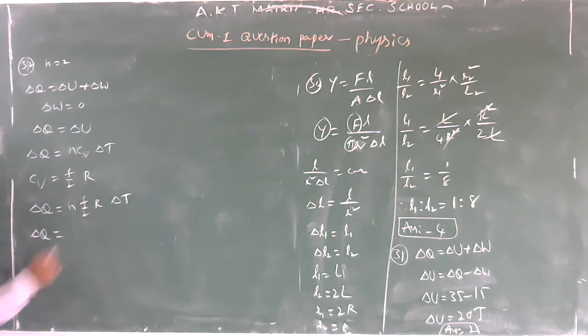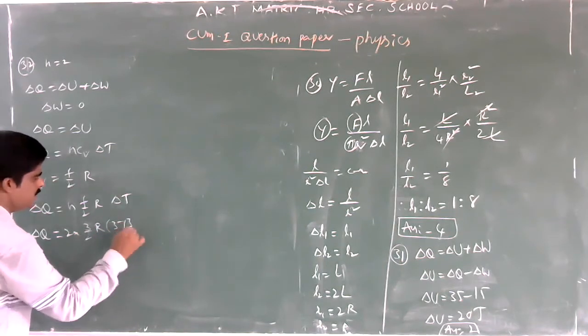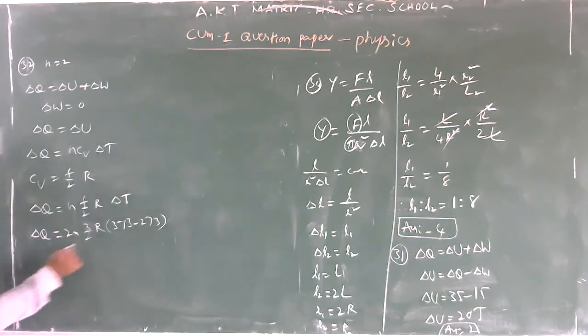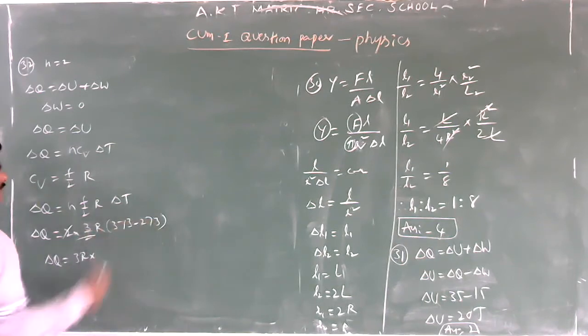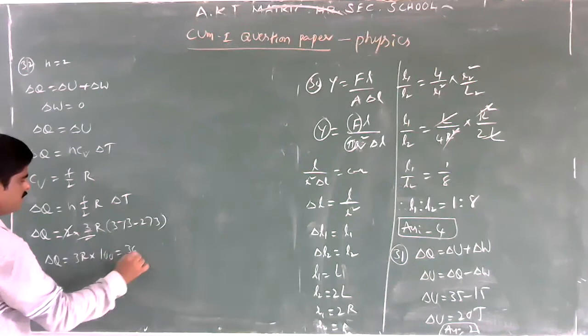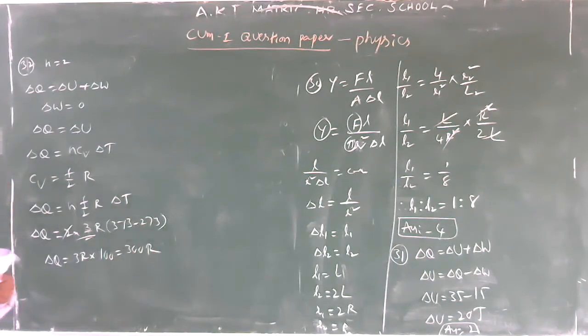Then delta Q is equal to n, number of moles, 2, for monatomic gas. For monatomic gas, the number of degrees of freedom is 3. So 3 by 2 into R into delta T. What is the change in temperature? The temperature of the monatomic gas increases from 273 Kelvin to 373. That is change in temperature 373 minus 273. Where 2 gets cancelled, then delta Q is equal to 3R into 373 minus 273, which is 100. That is equal to 300 R. So delta Q value is 300 R. So for question 32, which option is correct? Third option is correct.